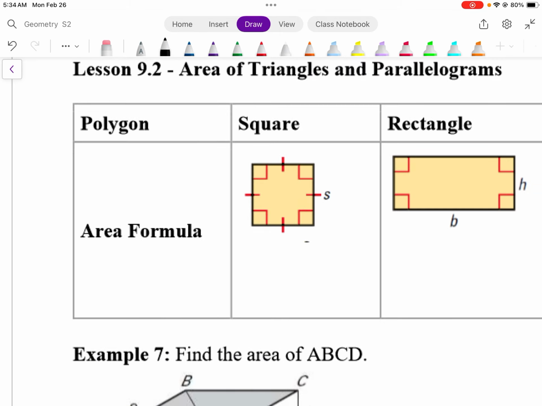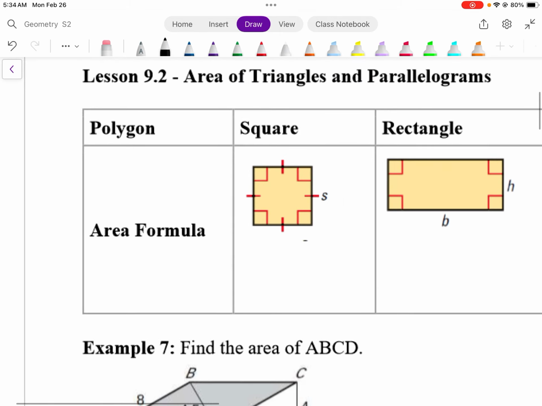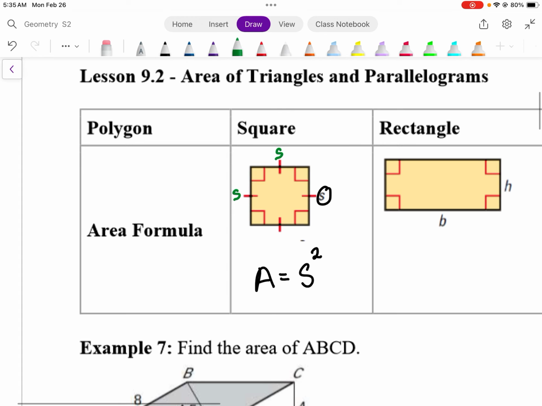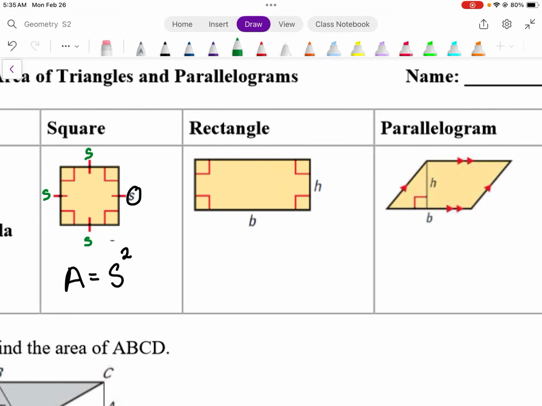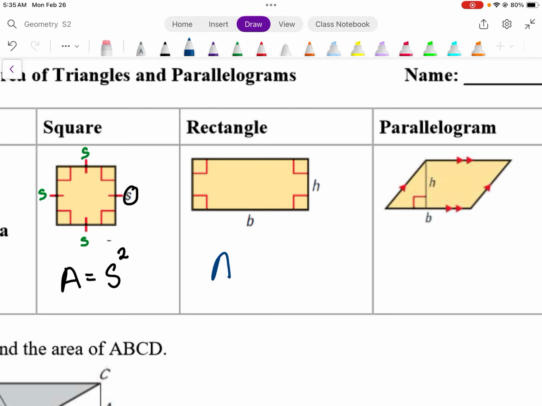To start off with square, that one is pretty easy. You should all know what that one is. The area of a square is just the length of one of its sides, and then you're going to raise that to the power of 2 because all of the sides are congruent in a square, and then it has 4 right angles. Then we have a rectangle, and the area of a rectangle is just the length of the base and then the height multiplied together.